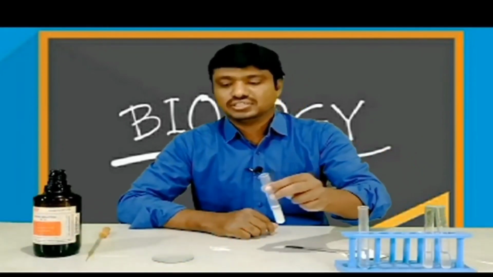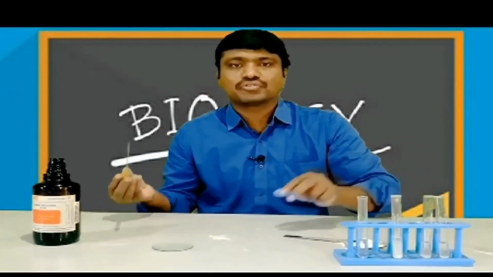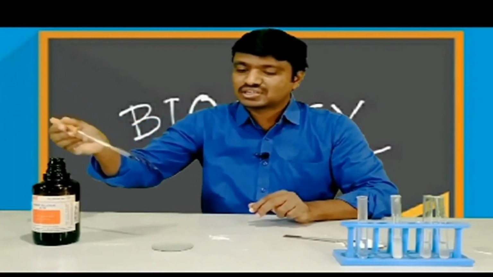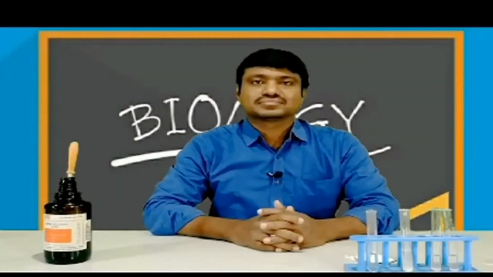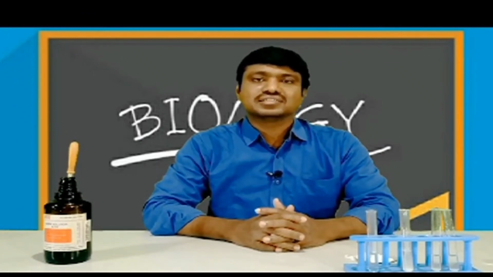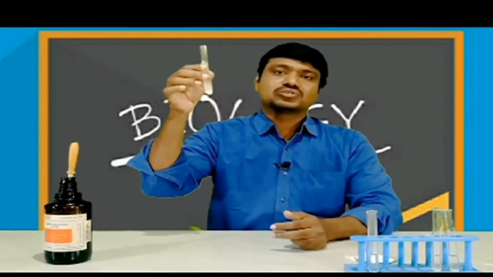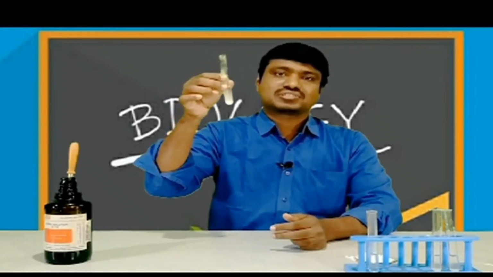Take some starch solution into the watch glass and with the help of a dropper add a few drops of iodine solution to this starch solution. So students, on the addition of a few drops of iodine solution or tincture iodine, it immediately turns blue-black in color, which indicates the presence of starch. Now, take this remaining starch solution into 2 test tubes in equal amounts.